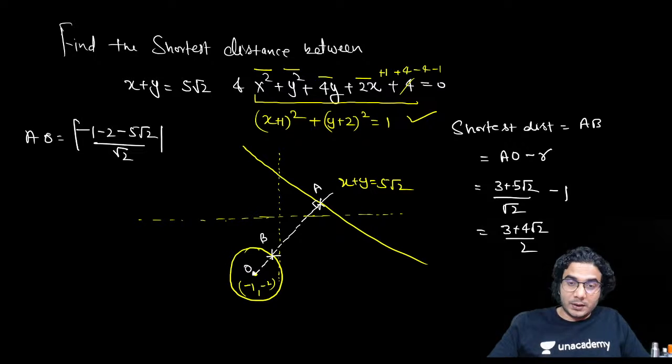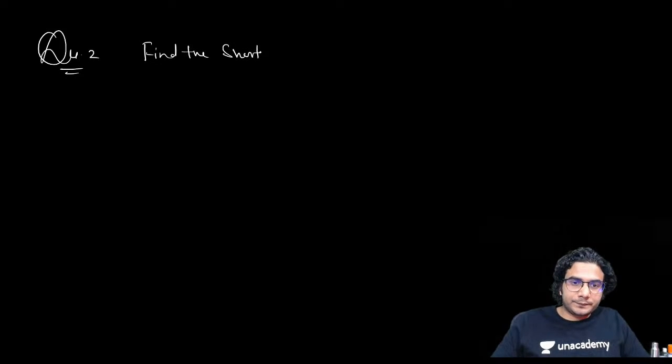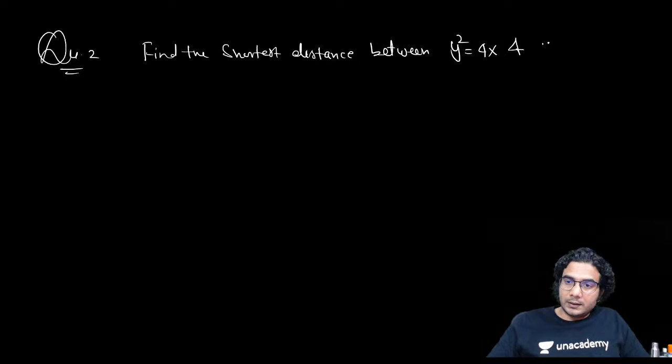Now let's move to another case. Second question. Find the shortest distance between y square is equal to 4x and y is equal to x plus 4. Try this one again, it's easy. I hope the previous one is clear.